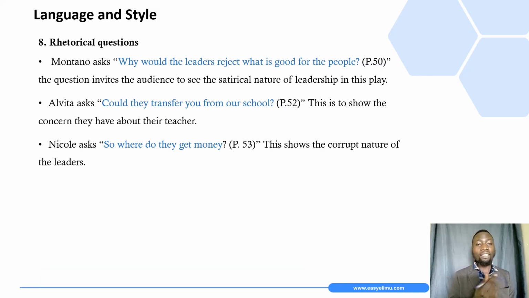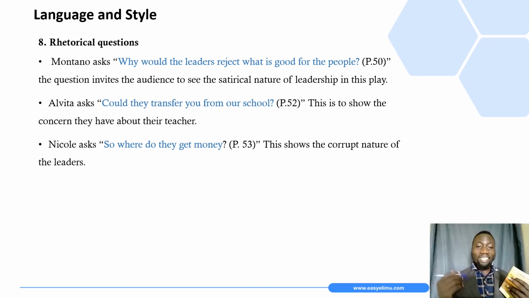So there is also this style that I was almost forgetting, that is use of rhetorical questions. So Montano asks, why would the leaders reject what is good for the people? So it just invites the audience to see the satirical nature of leadership in this. So it is creating some emphasis. We really do not want to answer that. We are not interested in answering that.